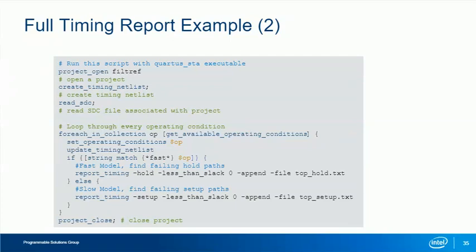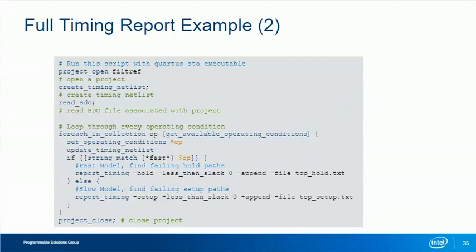In the script, first, we open the project, create a timing netlist, and then read in the SDC constraints associated with the project. The for each in collection command from the Quartus miscellaneous package loops through data collections similar to the way the foreach command works in Tcl. Here, we get all the available operating conditions and assign them one at a time to the variable op. We then set the operating condition to op and update the timing netlist with that timing model.